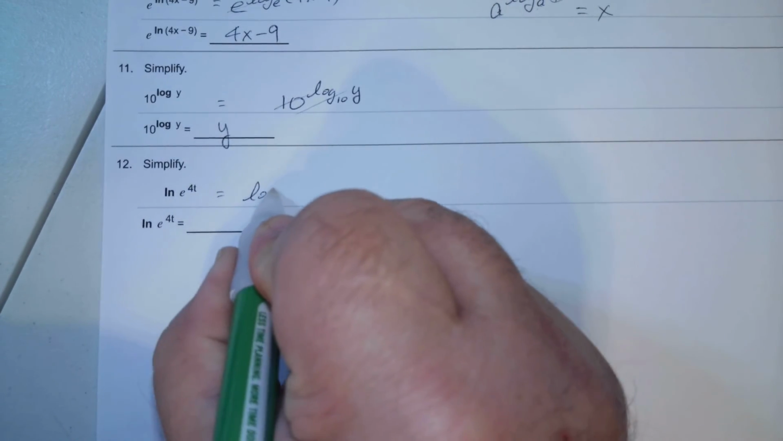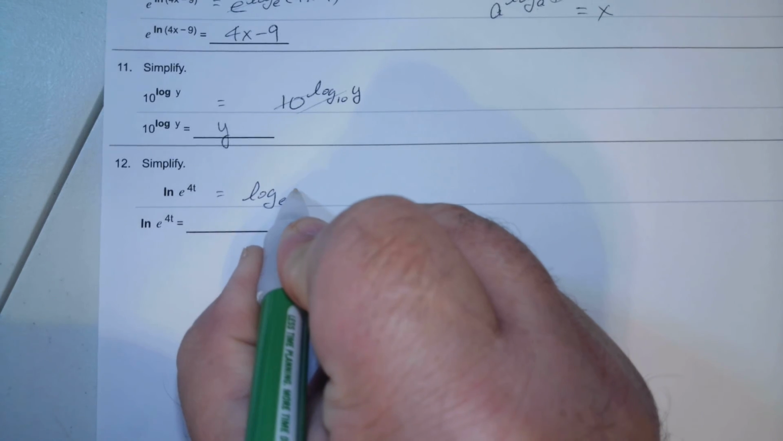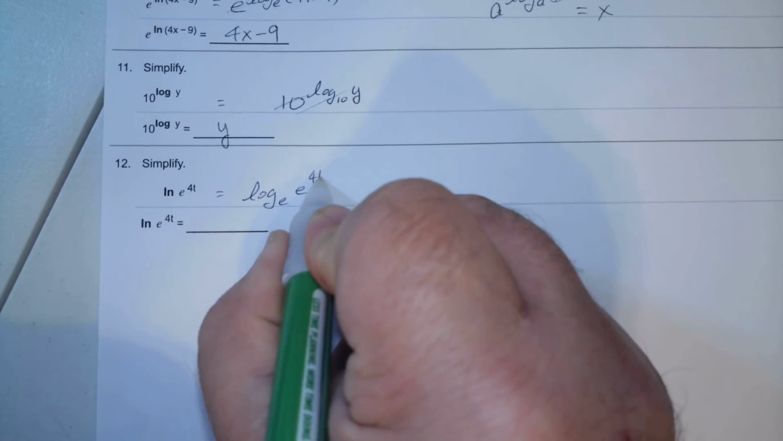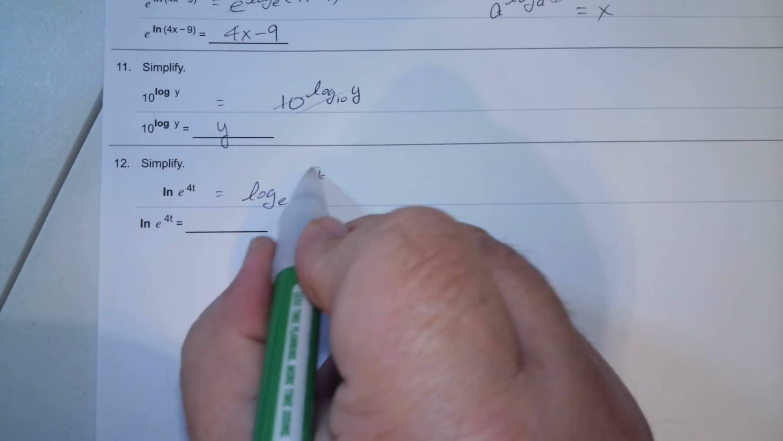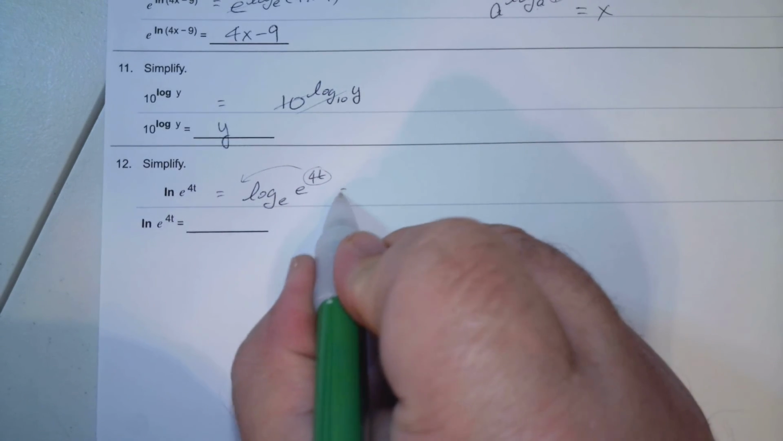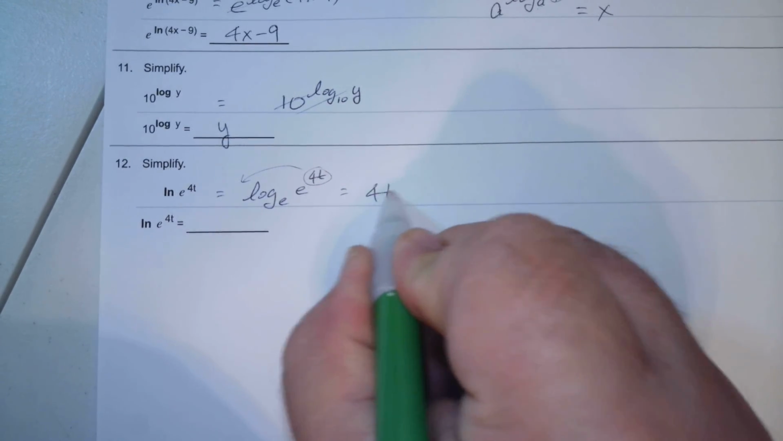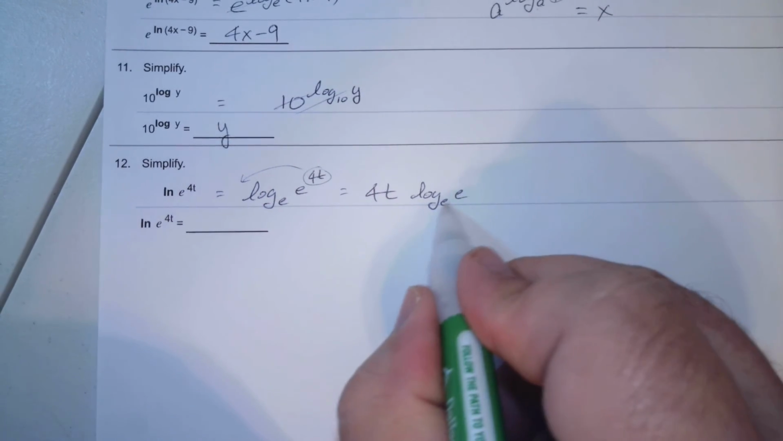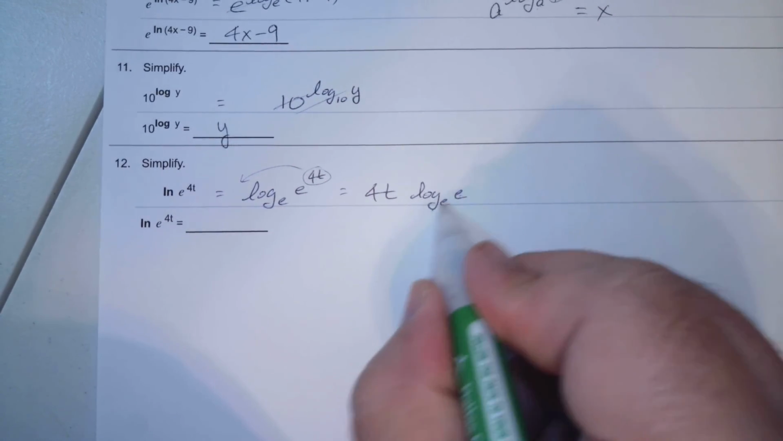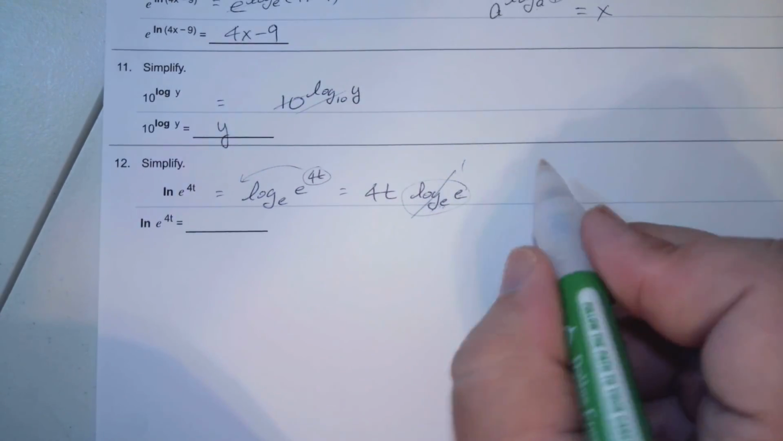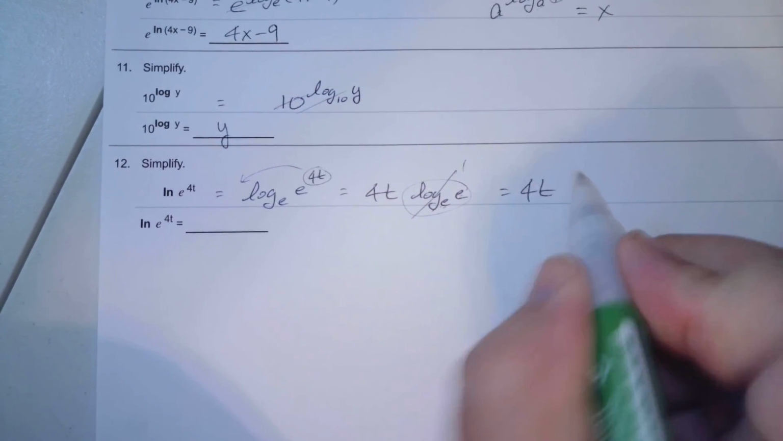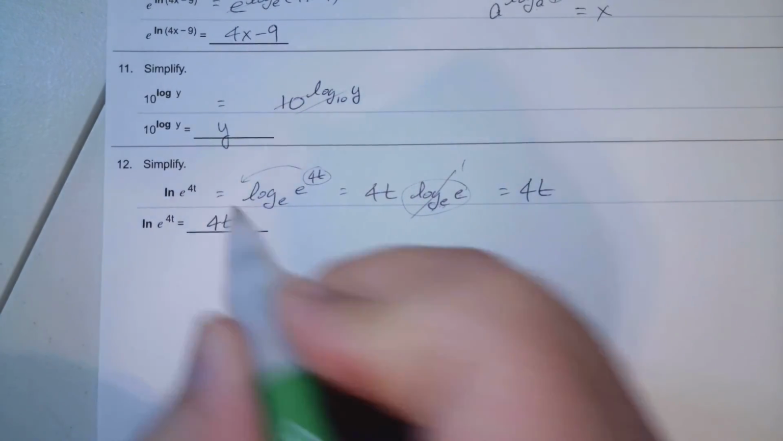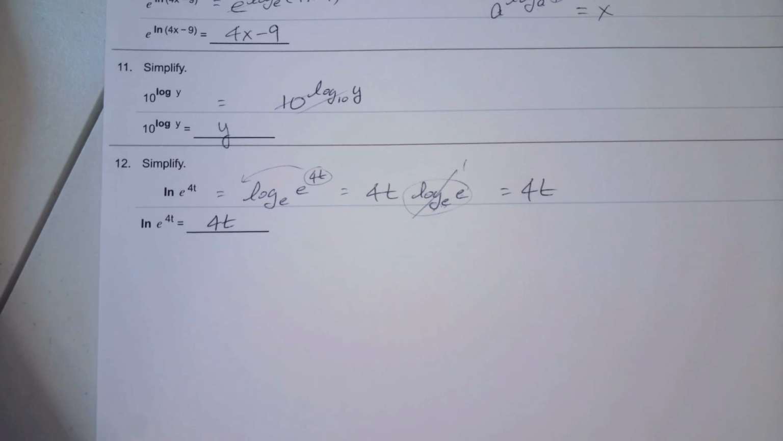This one is log base e of e to the power 4t. The exponent comes out in front: 4t times log base e of e. If the bases are the same, that becomes 1. So it's just 4t. All right, everybody. Good luck on yours.